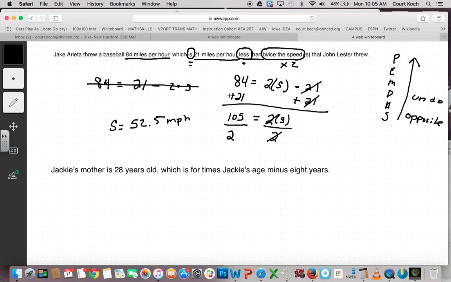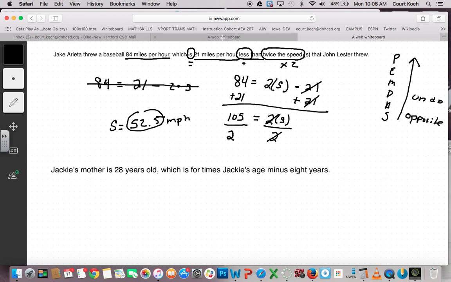So that means John Lester threw his pitch at 52.5 miles per hour, which is 2 times s, or 52.5 times 2 minus 21 gets me back to 84. I can check it. I can put 52.5 back in for s, do the math, double it, then subtract 21, and I should get back to 84. That's a good way of knowing if you get the right answer.